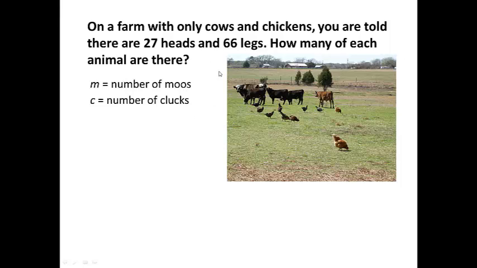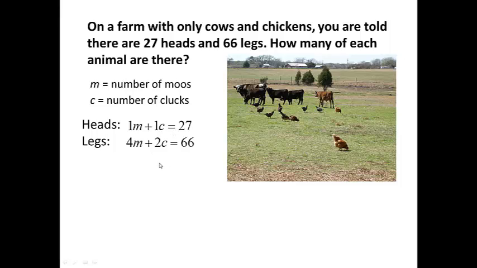Okay, now I'm going to write, since I have two things I don't know, I need two equations. This is what the system of equations does for us. So I'm going to keep track of the heads, right? That's what we're given, and the legs. So I have 27 heads, and each moo has one head, and each cluck has one head. Altogether I have 27 heads. Counting legs, each moo has 4 legs, and each chicken has 2 legs. That comes out to 66. Now I have two equations, a system of equations with two variables.